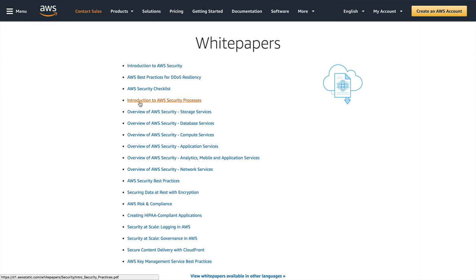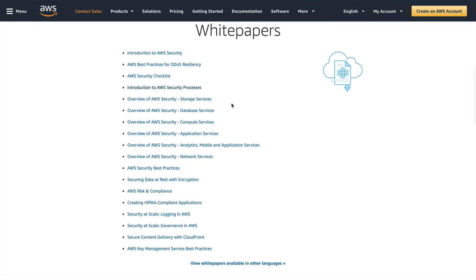This is Introduction to AWS Security Processes. This is the one white paper that you should read prior to going into your exam. The rest of this course is basically going to cover off what's in these white papers essentially. So we're going to do an overview of AWS security from a whole bunch of different services. But this is definitely the one that you want to read.